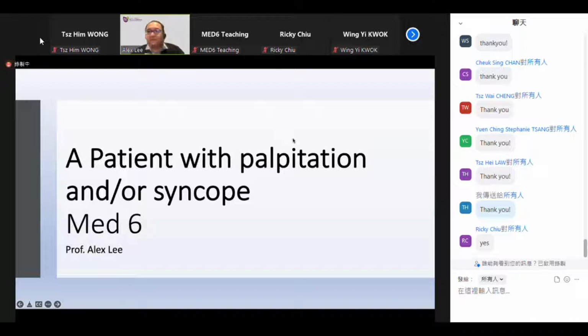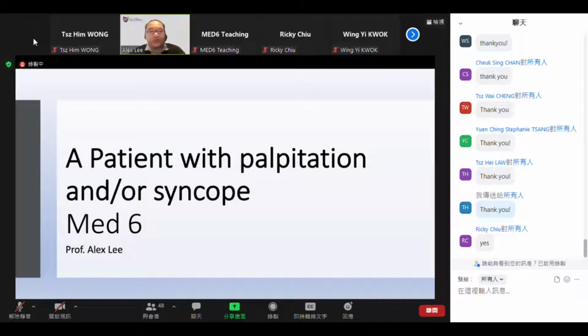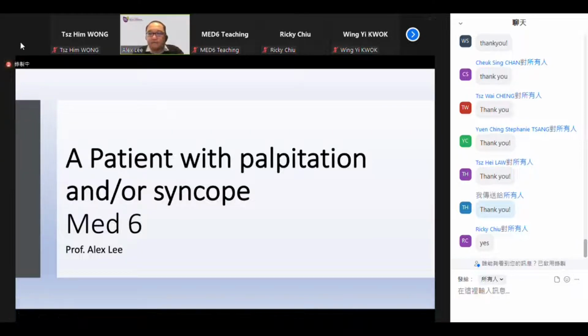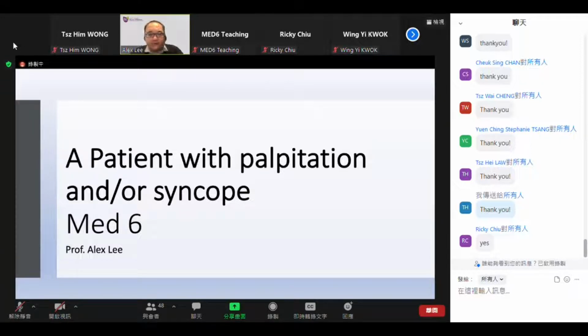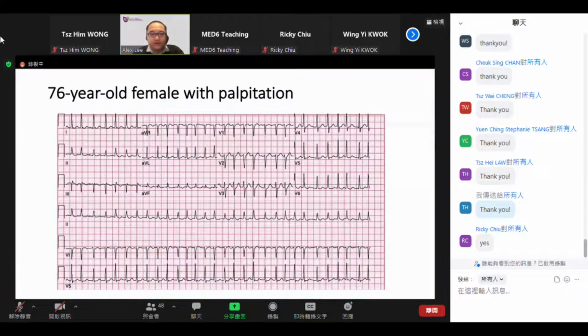Okay, so I would like to talk about the topic of patients with palpitation and syncope. This will be entirely case-based. We'll discuss several cases, so I will need some of you to discuss the case with me, to make it more interactive. What I'm going to do is randomly ask some of the students to discuss the case with me, with the mic unmuted. So let's go to the first case.